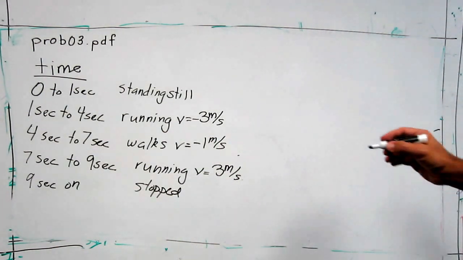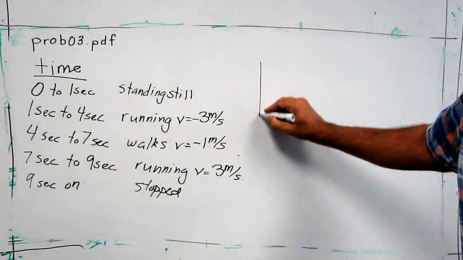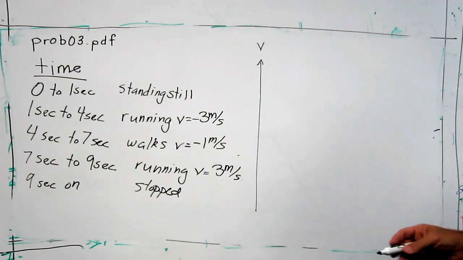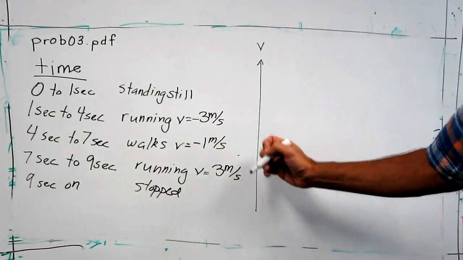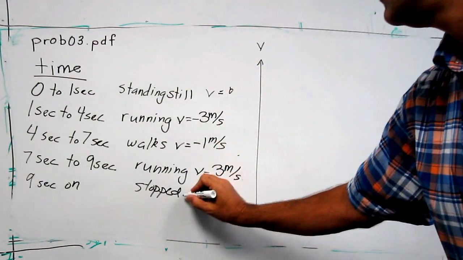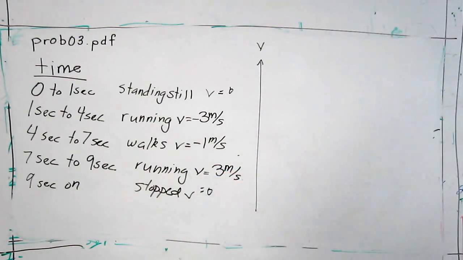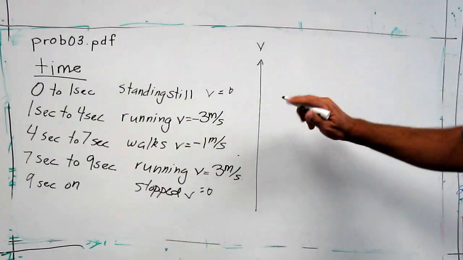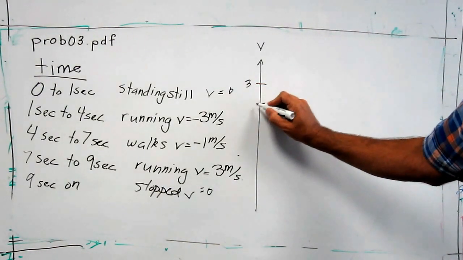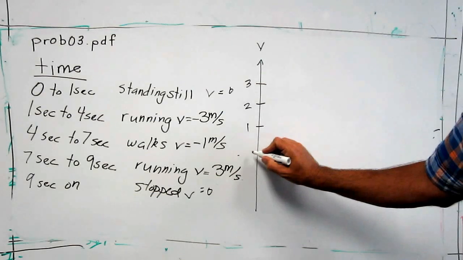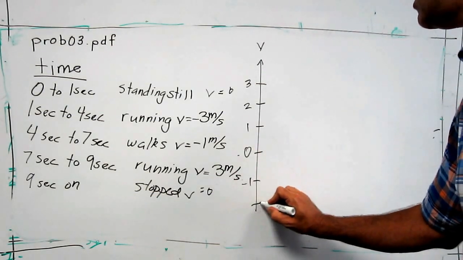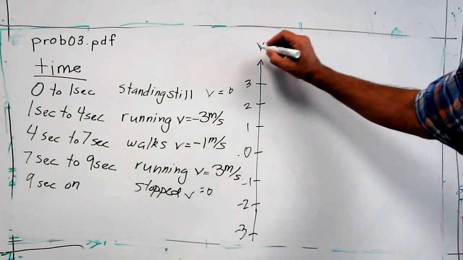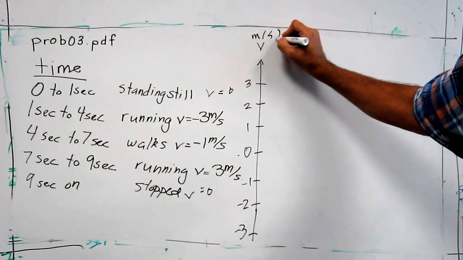So what I'm going to do is the same thing we did before. I'm going to go ahead and draw an axis. And I can see by looking at these velocities that I'm going to need to go between 3 and -3. So that I can handle. 3, 2, 1, 0, -1, -2, -3. And this is in meters per second.